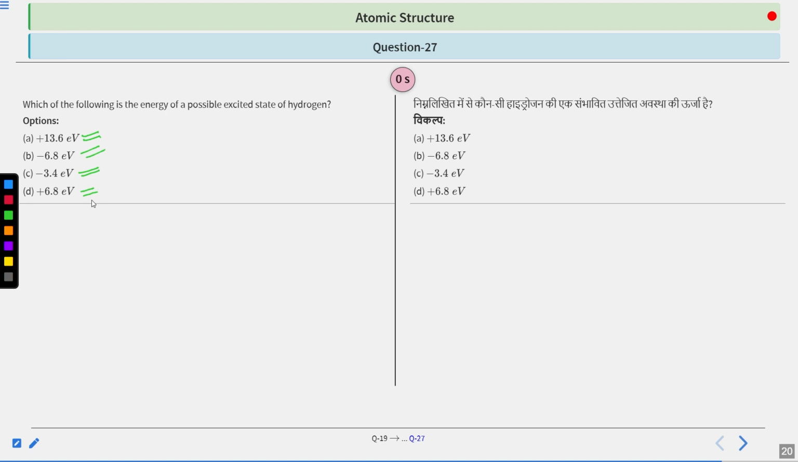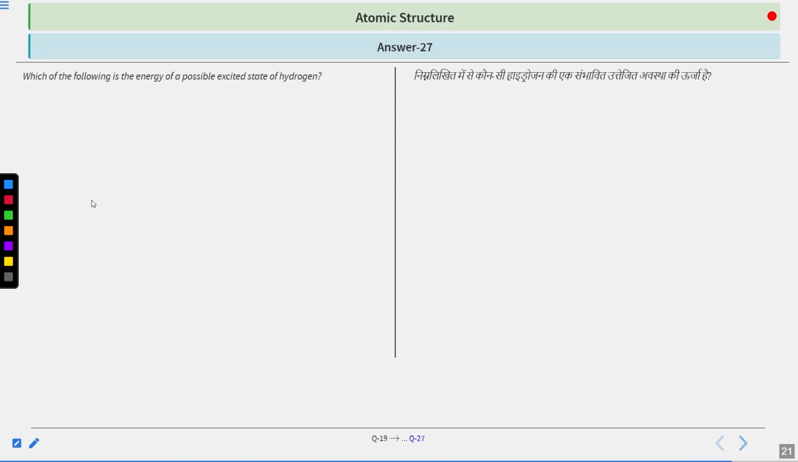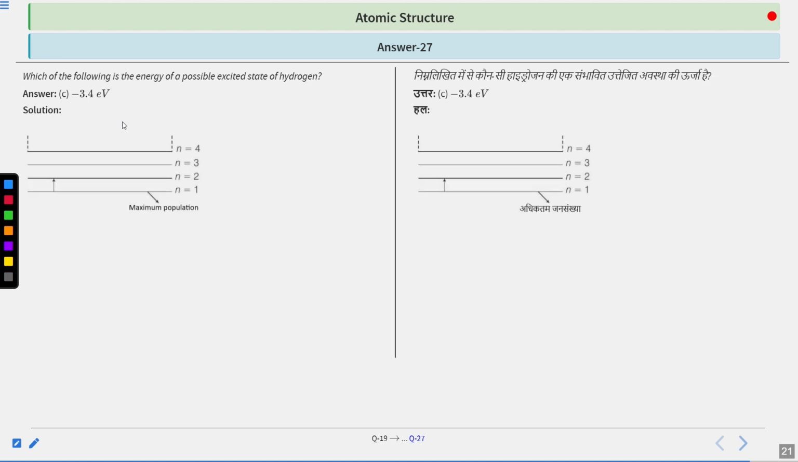Okay, now let us see the solution. How will we solve it? The question says: which of the following is the energy of a possible excited state of hydrogen? You can have only a possible excited state, which will be according to a formula. So the correct answer is C, which is minus 3.4 electron volt. So this is the correct option. How will we solve it? This is the maximum population, which is n equals 1, which is the ground state.